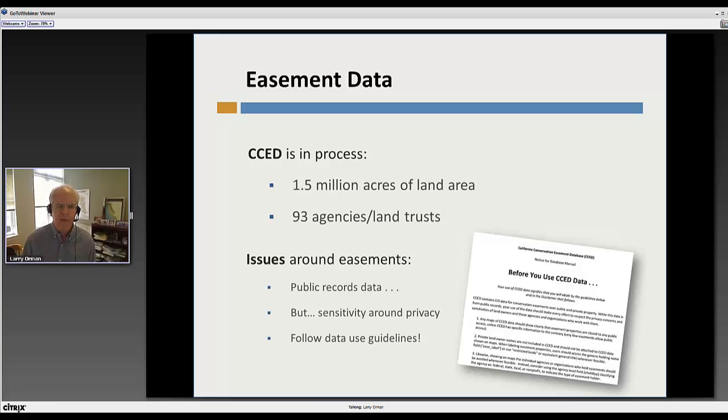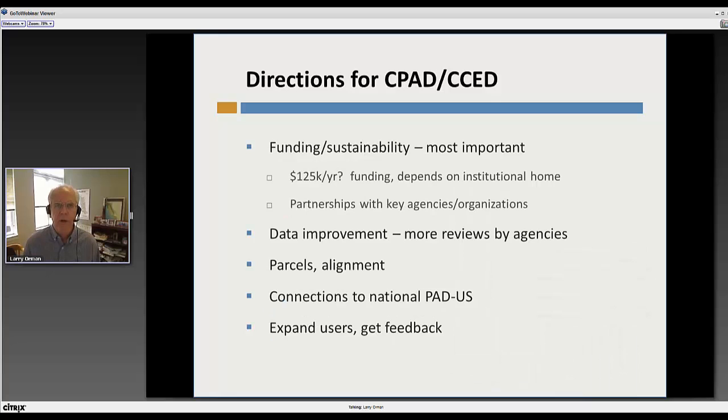There are a lot of issues around easements that are very different than the fee lands, and we've wrestled through a lot of those. Easements are public records data, but because they involve private owners, there is sensitivity around privacy. We've developed some very strict guidelines that we think will ease everybody's concerns about anything that might come up. We, in fact, have seen no evidence that any data around easements has been misused where it has been available, and it has been available in many places. Nonetheless, there are some issues.